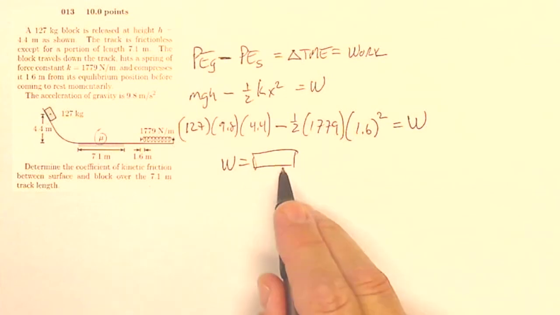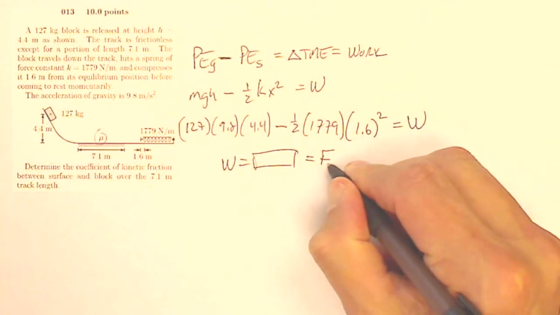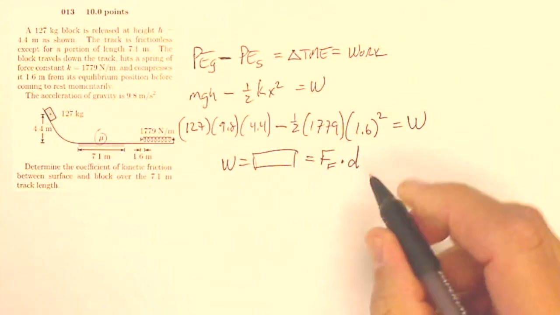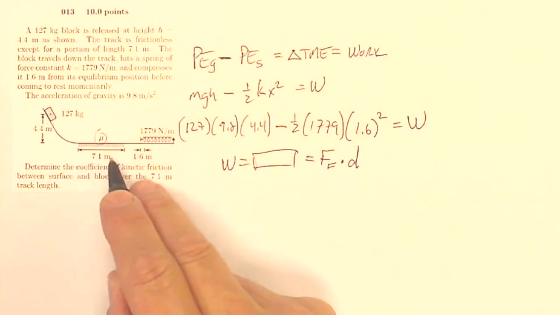Now, what is doing that work? This is lost energy. This is how much energy friction took away. So this is going to be the force of friction times the distance I traveled. My distance is 7.1 meters.